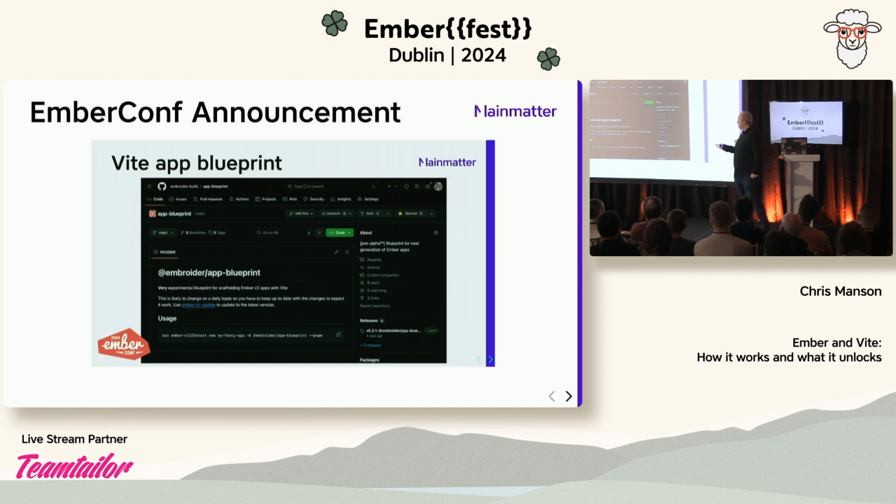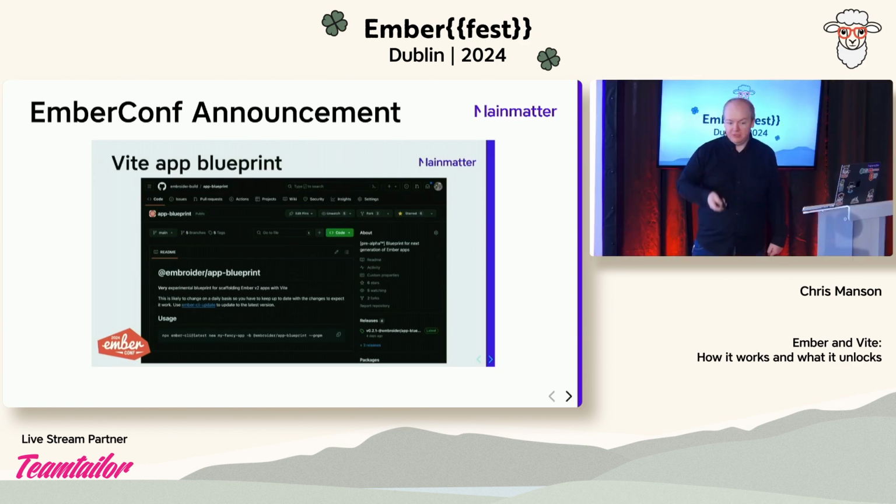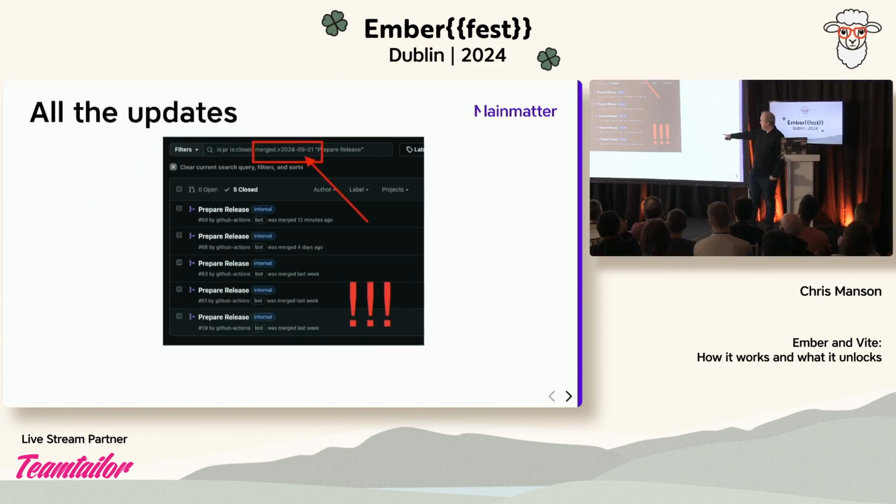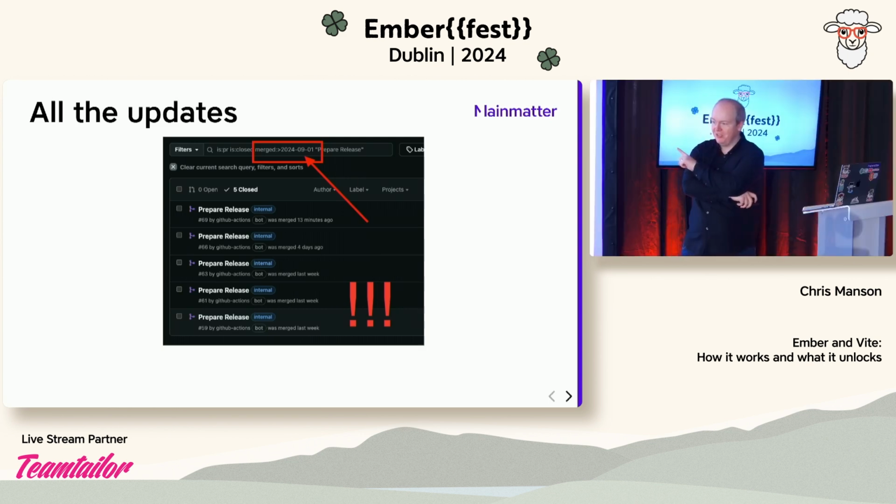So the Vite app blueprint is something that you can run now, and you can use Ember CLI update to get the latest version of it. And that's especially useful at the moment, because if you look, this is all of the changes, the new releases of the Vite app blueprint since the start of this month. It has been updated 5 times this month, and actually this screenshot is out of date because Ed has been merging too many things.